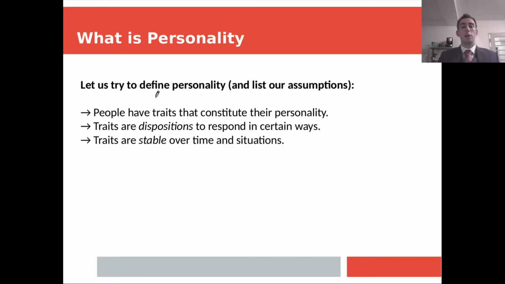Well, we have some assumptions, right? People have some traits, some characteristics that constitute their personality. These traits are dispositions. They're biases to respond in certain ways given certain situations. For example, if someone attacks you, some people will attack back, some people won't. Those are two different dispositions to respond to a certain kind of stimulus. And finally, importantly, traits are stable over time in different situations. Otherwise, it wouldn't be a personality. It would just be that one time.